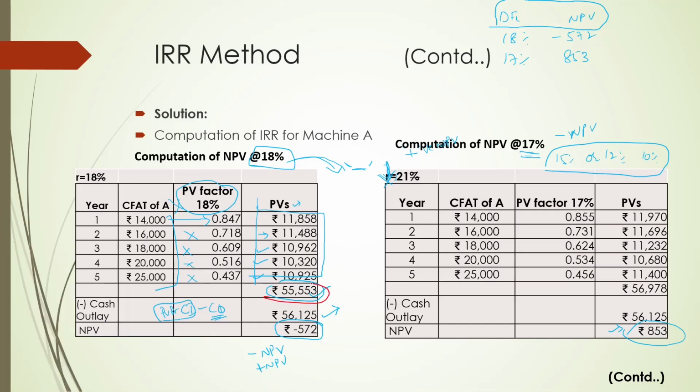Is it 55,553 at 18%, right? So this is your PV of CFAT. Now the change in PV, how do you calculate it? 56,978 minus 55,553, right? So 8 minus 3 is 5, 7 minus 5 is 2, 9 minus 5 is 4, 6 minus 5 is 1. 1425 is the denominator. Now let us see in the formula.